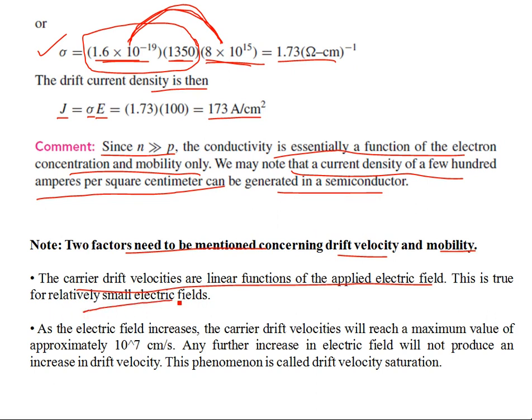This is true for relatively small electric fields. As I mentioned earlier, if the electric field keeps increasing, the carrier drift velocities will reach a maximum value of approximately 10 to the power 7 centimeters per second. That's the maximum, or saturated, value of the drift velocity. Any further increase in electric field is not going to increase the drift velocity, and this phenomenon is known as drift velocity saturation. It's not like you keep increasing the E field and the current keeps increasing. It's going to get saturated.